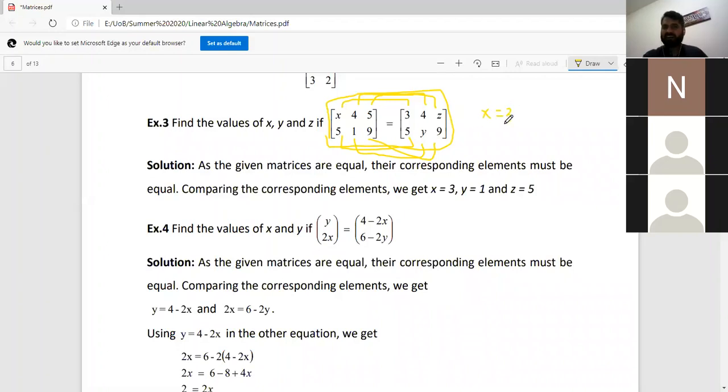The second entry is already true, 4 is equal to 4, so we are okay. The third entry says 5 is equal to z. It means my z has to be equal to 5. Now this entry 5 is equal to 5, okay. 1 is equal to y and 9 is equal to 9, okay. So it means y has to be equal to 1. So if we use the equality of two matrices, we can easily find the values of x, y, z from here.